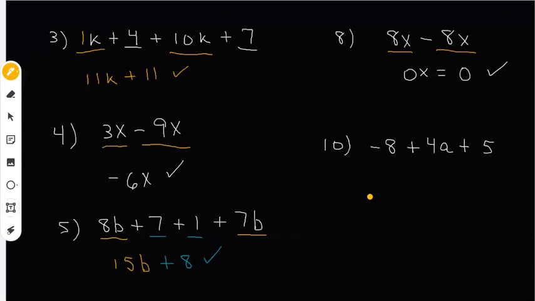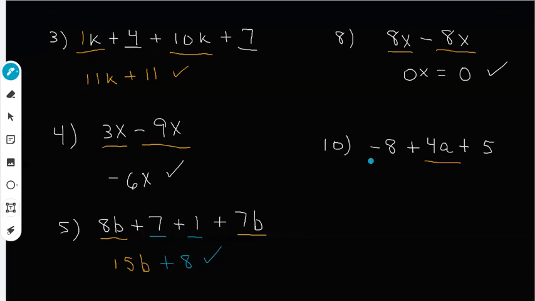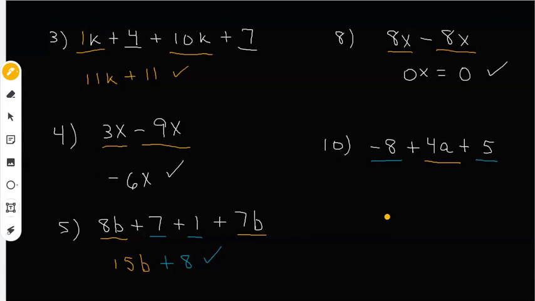And then the last one we're going to do today, number 10, I'm going to underline the 4a in yellow. And I'm going to underline the regular numbers in blue. So the -8 and the 5. Those are like terms, right? Okay. So nothing is going to combine with the 4a, right? There's no other term that ends with an a that I see right here. So I'm just going to bring down the 4a as it is.